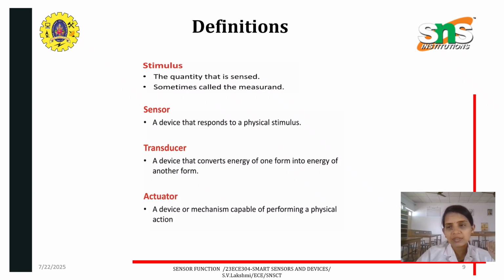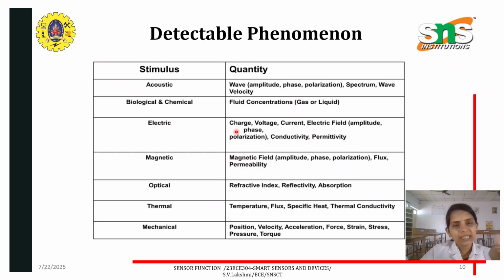So those are the exact definitions. Now a few detectable phenomena and the corresponding stimulus. Acoustic denotes the wave spectrum and velocity, and biological denotes things like fluid concentration. Electric is the charge, voltage, current. Magnetic contributes the magnetic field. Optical gives parameters like absorption, refractive index, etc. Thermal gives temperature, flux, heat, conductivity, and mechanical gives position, velocity, acceleration. So these are certain detectable phenomena.